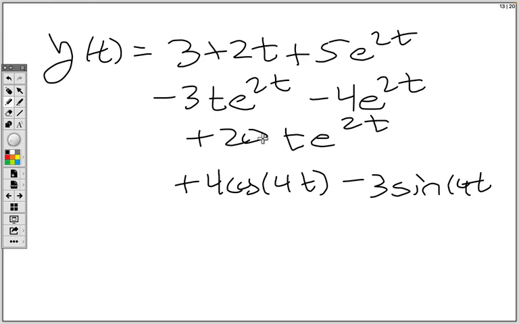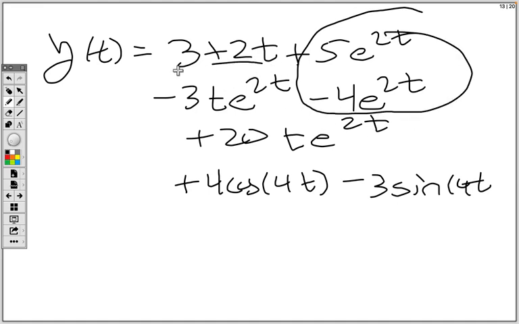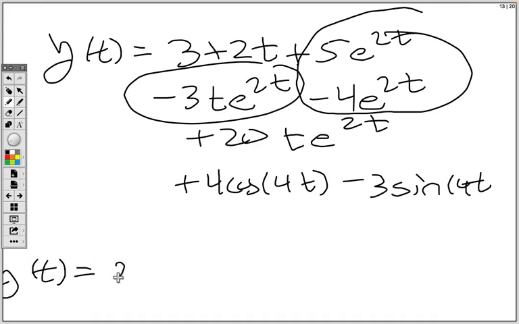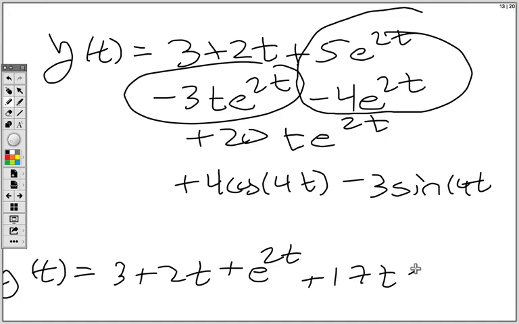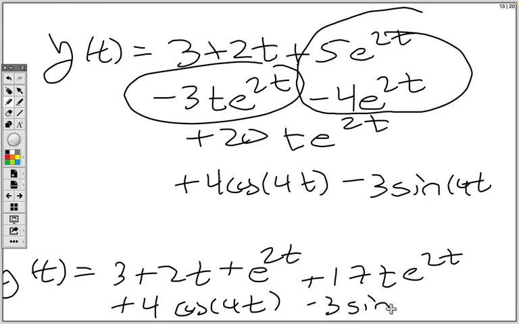And you look and see what you can combine here. So it looks like we can combine these. And we can combine these. So the final answer should be 3 plus 2t plus e to the 2t plus 17t e to the 2t plus 4 cosine 4t minus 3 sine 4t. And it'll be a minor miracle if this actually matches.